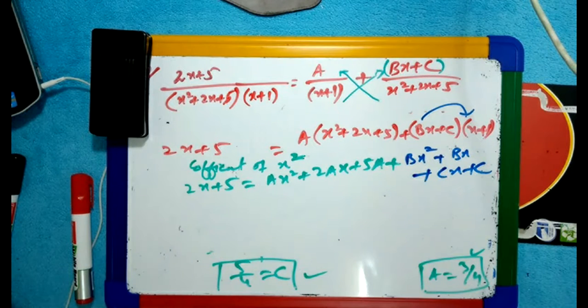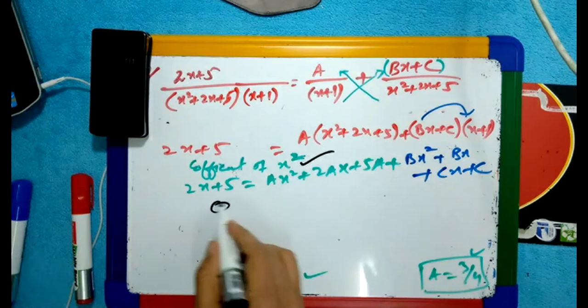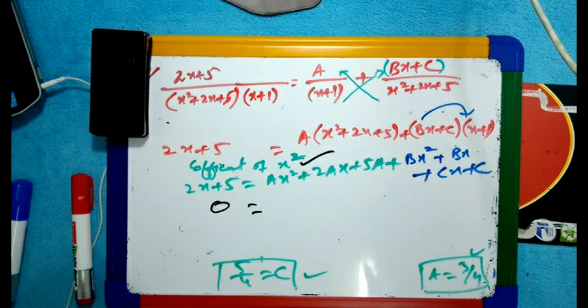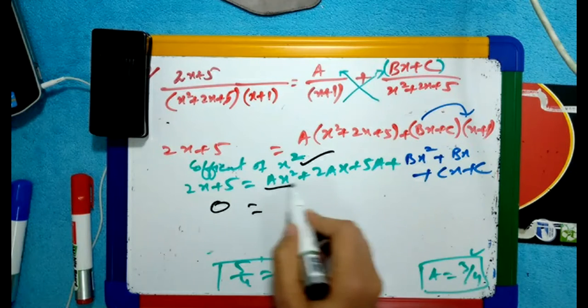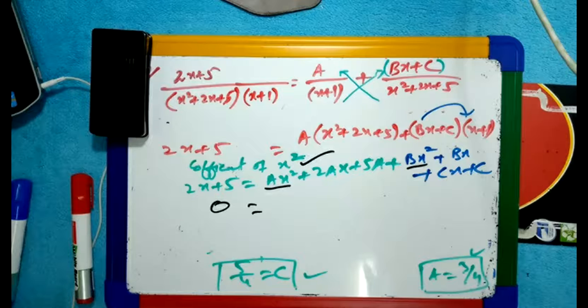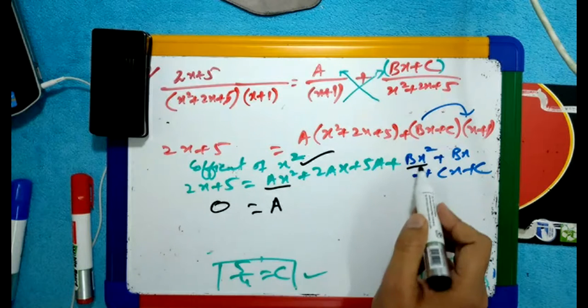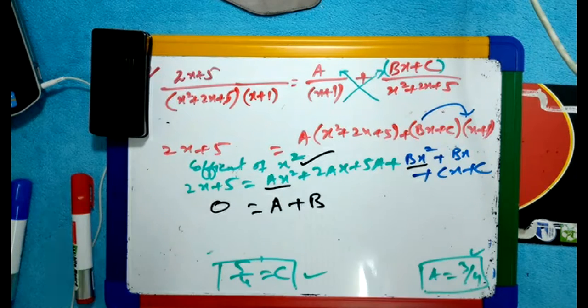Now tell me, what is the coefficient of x squared on the left side? 0, right? There is no x squared on the left side, so I will put 0. And now from the right side, one is this and one is this. The x squared coefficient is a, and over here the x squared coefficient is b. So a plus b you will get. Got it?